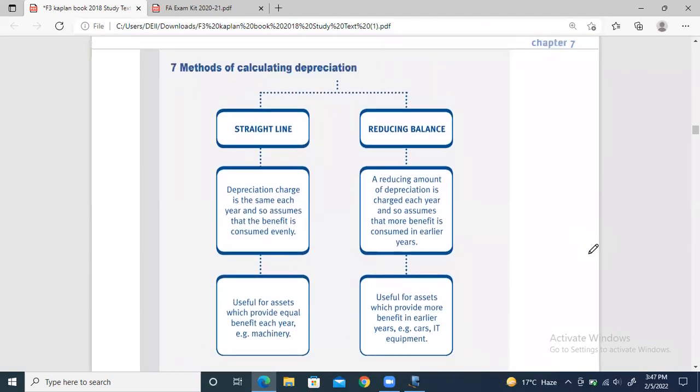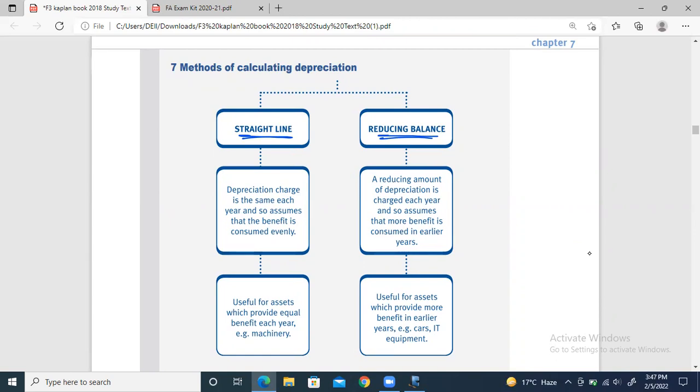So now let's come to the methods of depreciation. There are two methods that I was talking about in the start. First method is straight line. Second method is reducing balance. In the whole world, there are two methods of charging depreciation: straight line and reducing balance.